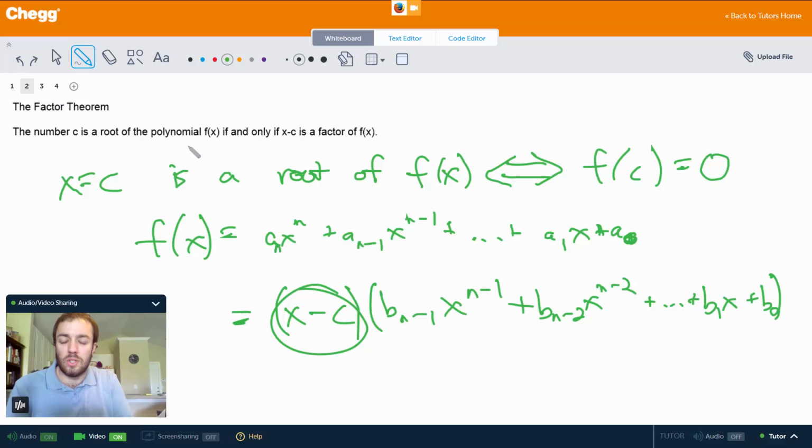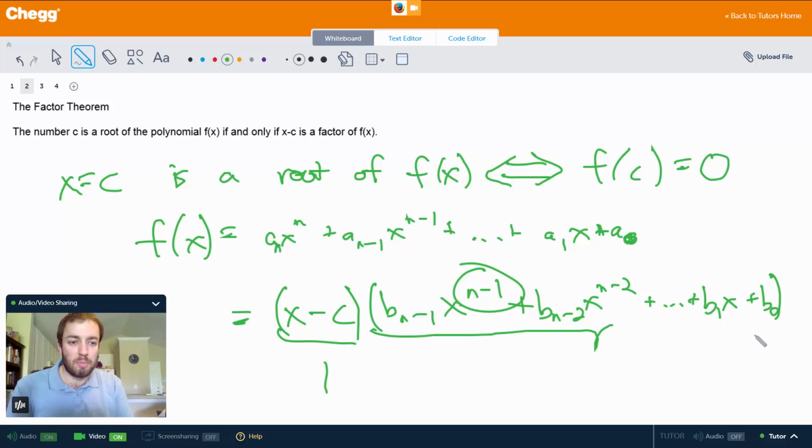Again, because the original f of x has degree n, once we pull out this factor of x minus c, which has degree 1 because that's x to the first minus c, what's left over is going to have degree n minus 1. Because if you take a degree 1 polynomial and multiply it by degree n minus 1, then the product is going to have 1 plus n minus 1 equals n as its degree. So that's all that's going on there.